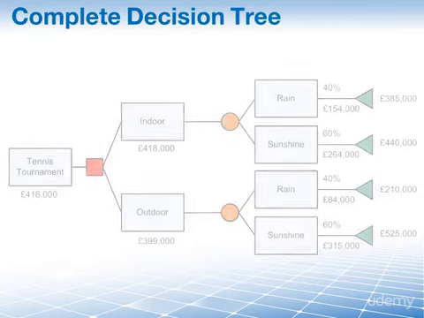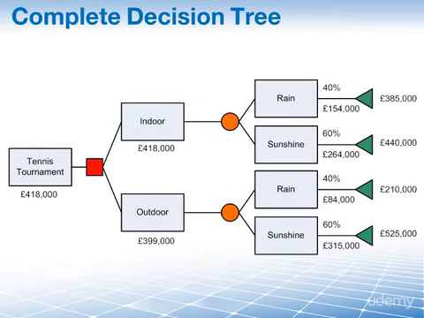And here you now see the complete decision tree. There's one final word about this. You have to remember that the 418,000 that we put there underneath the final decision, that is only the expected monetary value. This represents our best option for this tournament if we factor indoor and outdoor as well as rain and sunshine and any other conditions that we may also be considering into this.